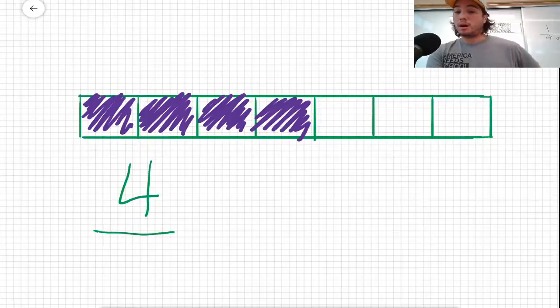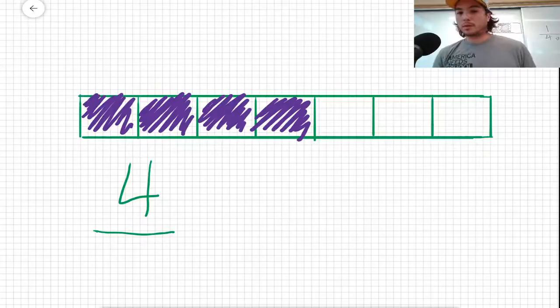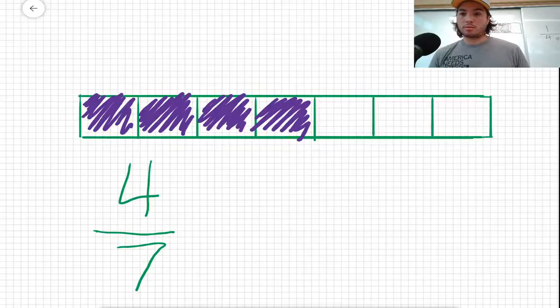And then often what I will see from emerging mathematicians is they'll go, oh, there's 4 parts on top, and then there's 3 that aren't shaded. That tells us some information, but remember, our denominator is our total number of equal parts we're dividing that value or that whole into. Okay, so we have 1, 2, 3, 4, 5, 6, and 7. So this model is showing 4/7.